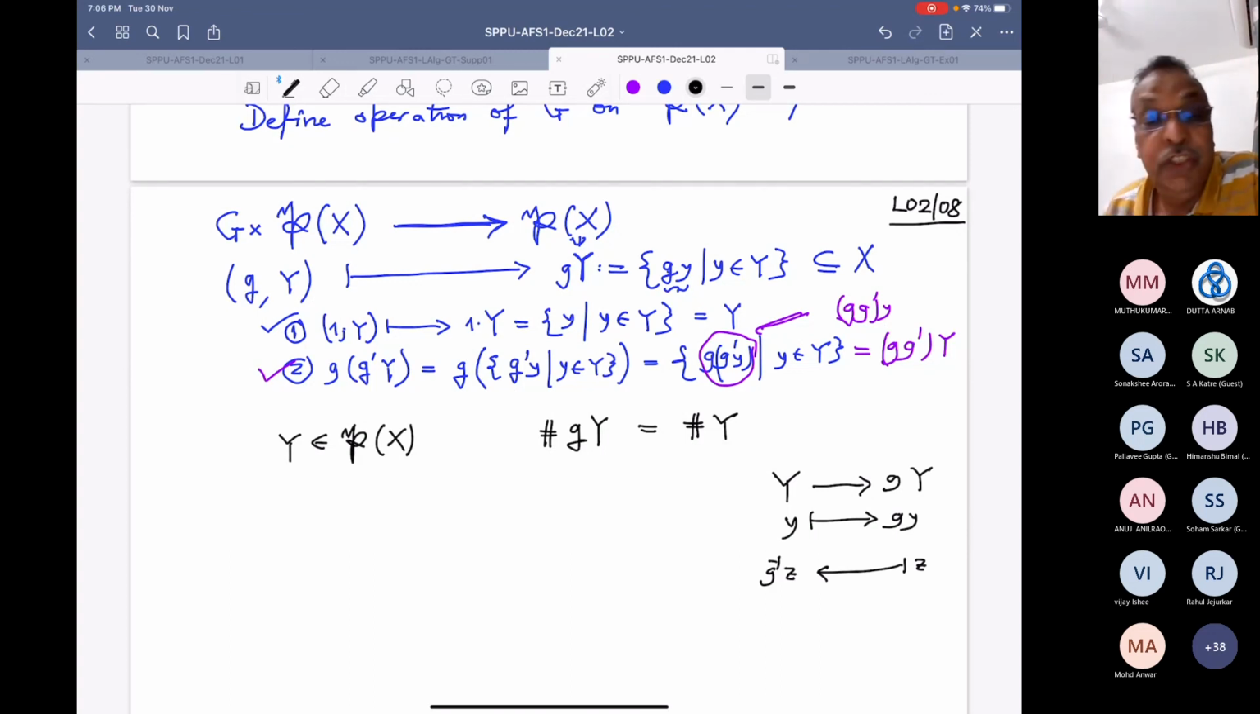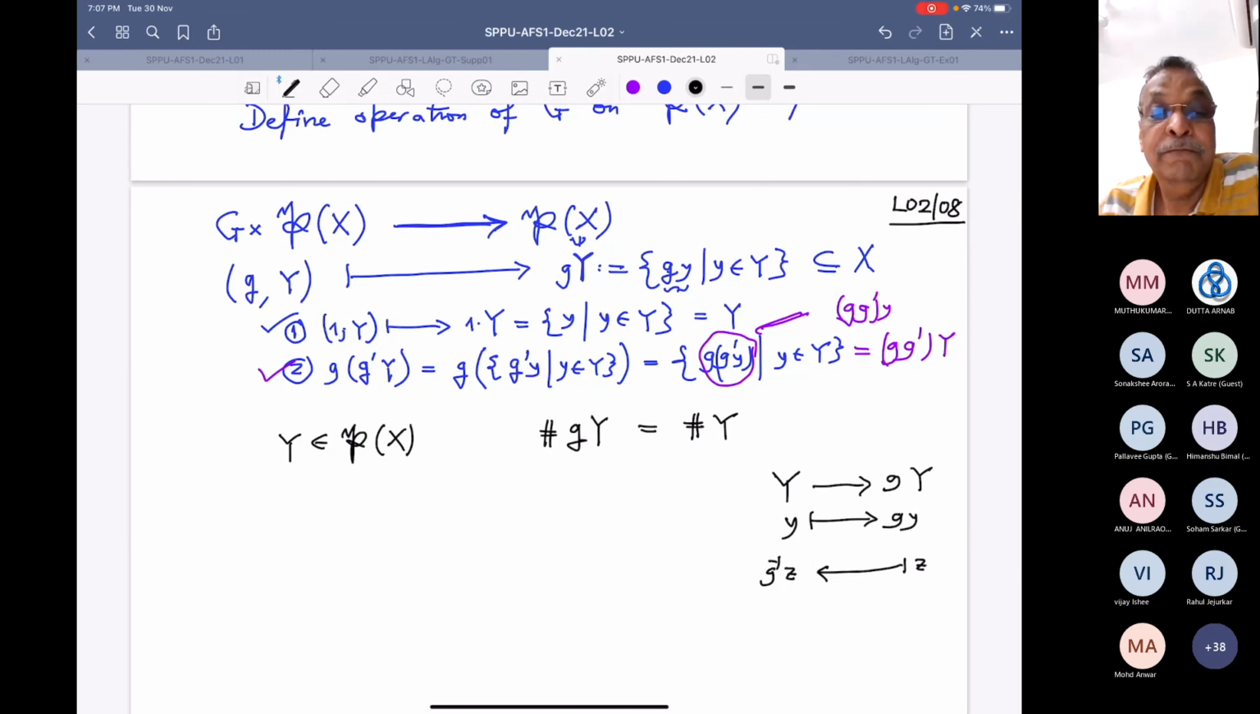So you see, G, the group, is very important. Then only this makes sense. If instead of G, it was only natural numbers with addition, then it will not work.